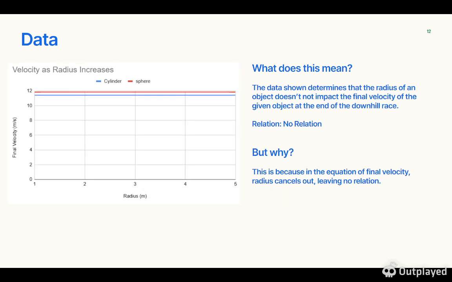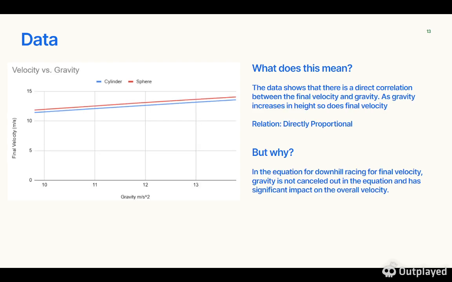This is velocity as radius increases, very similar to that of the mass. What does this mean? The data shown determines that the radius of an object does not impact the final velocity of the given object at the end of the downhill race. Relation, there is no clear relation, but why? This is because in the equation of final velocity, radius cancels out, leaving no relation.